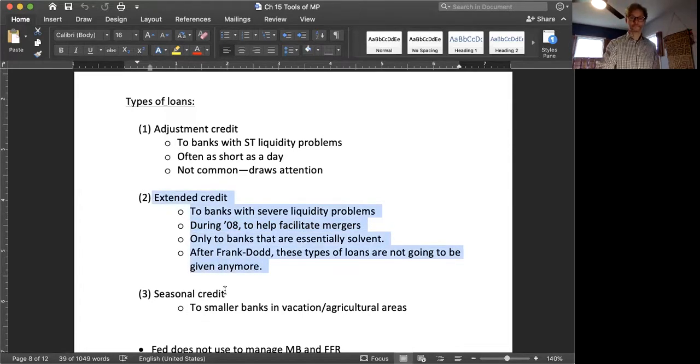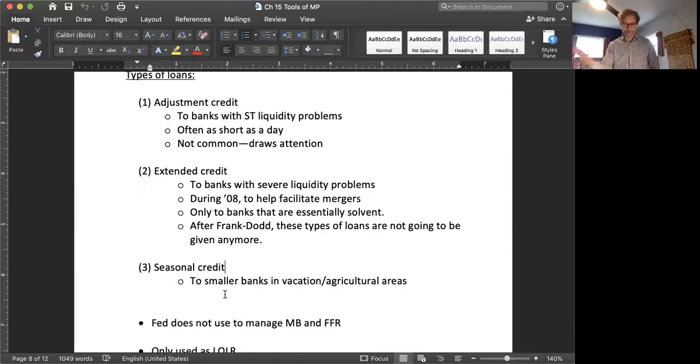The Fed does offer what they call seasonal credit programs. This is to small banks that are in areas where their business is very, very seasonal, such as if you're a small agricultural bank, or if you're a bank in a vacation area where your business booms and busts. The Fed does try to help these banks a little bit by providing seasonal loans. But in general, that's so small a part of what the Fed does that it's really unimportant.